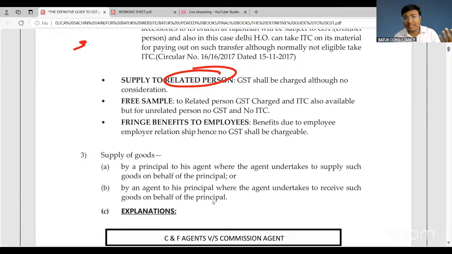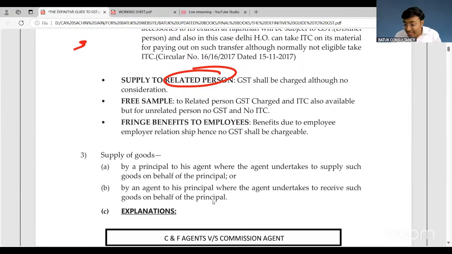Related person, yes, GST will be charged, because if there is a related party, the taxpayer may plan. Hence, the government is saying that if there is any transaction or activity with a related party, it will be treated as supply. Also, we have covered free samples.